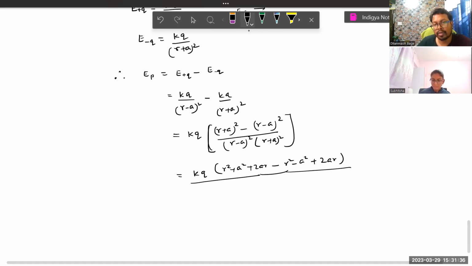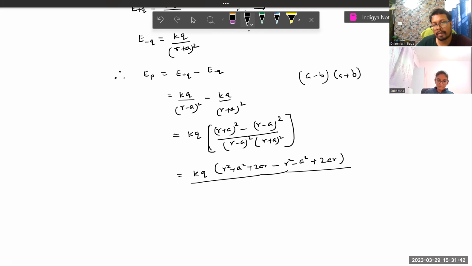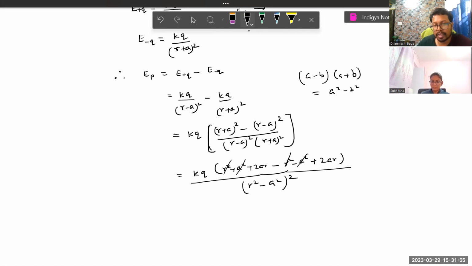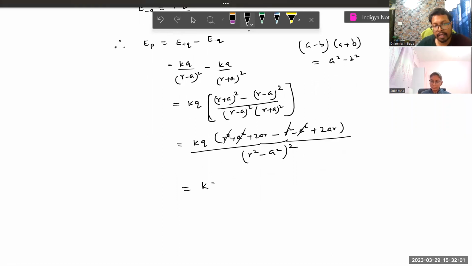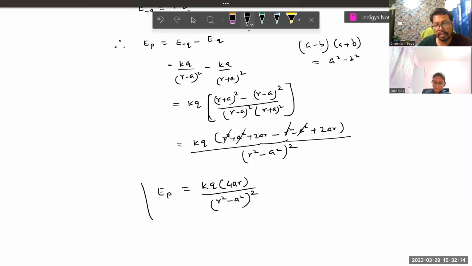And then this will be equal to, do you know the formula? A minus B, A plus B identity, that is A square minus B square. Yes, sir. So this is R square minus A square to the power whole square. So here this term is getting cancelled. So you are getting KQ4AR divided by R square minus A square to the power whole square. This is your general EP.